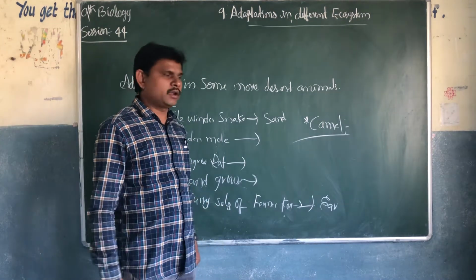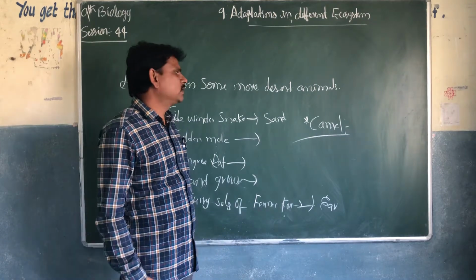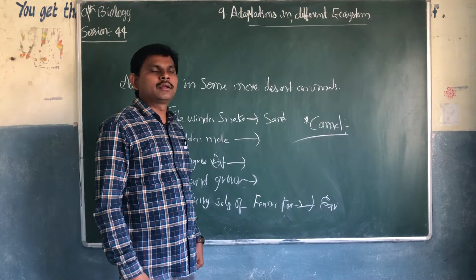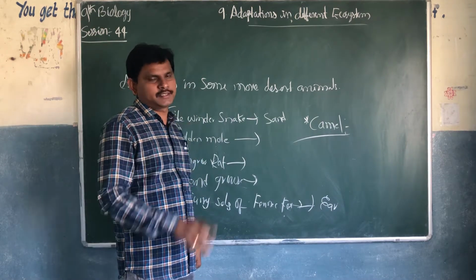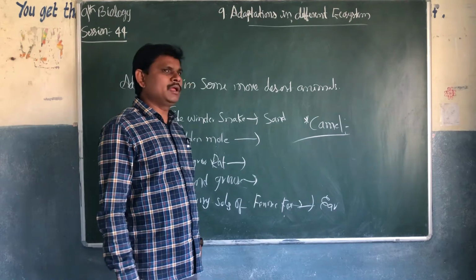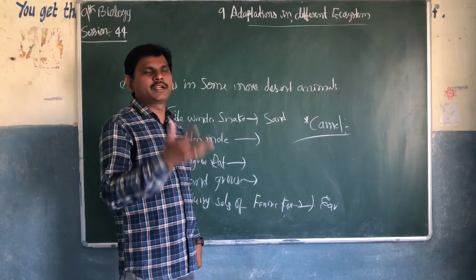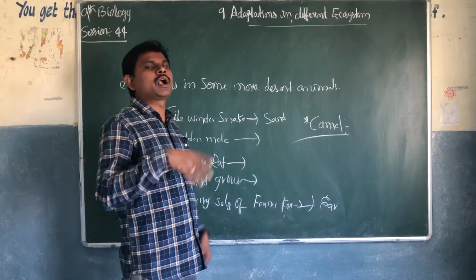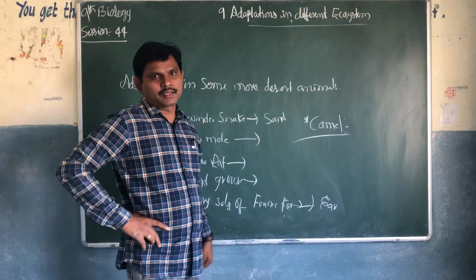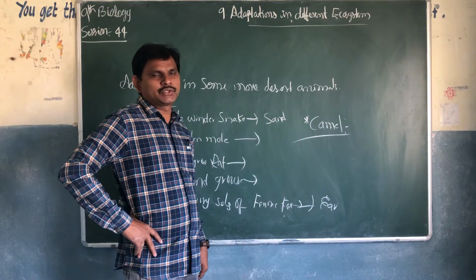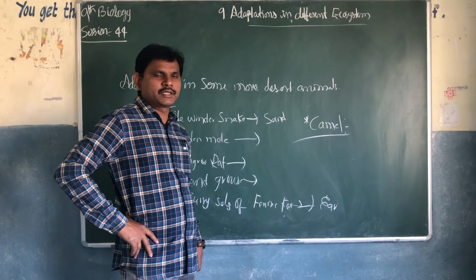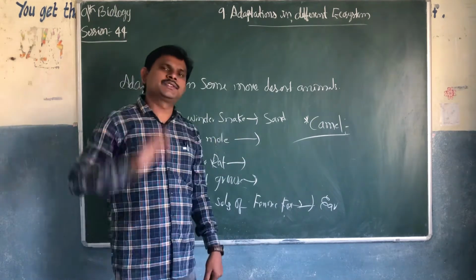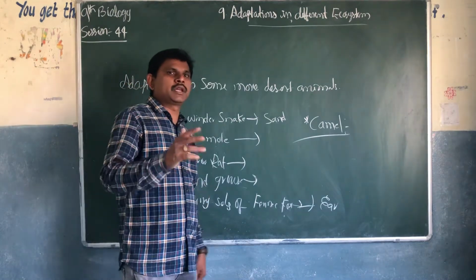Their skin is different, their body structure is different, so their digestive system is different. They can store water for around 10 or 15 days. Once the camel has drunk water, it will not drink again for 10 or 15 days because it has an extra pouch in its stomach to store water. Once it drinks water, it will not drink for 15 days. So it can travel in the desert from one place to another.